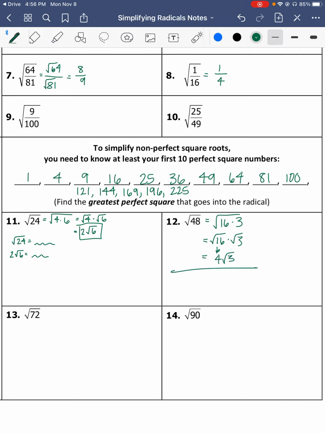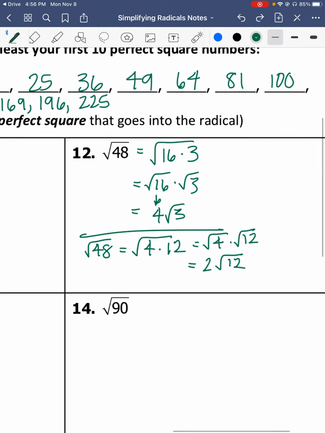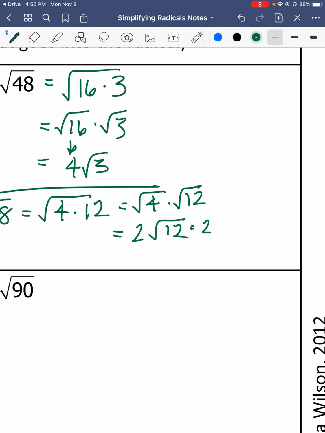Let's take a look at what would happen if we didn't choose 16, if we chose 4 instead. So we can rewrite the square root of 48 as the square root of 4 times 12. Okay, and then we would have the square root of 4 times the square root of 12. This would give us 2 root 12. Okay, but at this step we have to ask ourselves here, are there any factors of this number inside the radical still that are a perfect square? And the answer is yes, right? We can write this as, we'll keep the 2 out here, root and then 4 times 3.